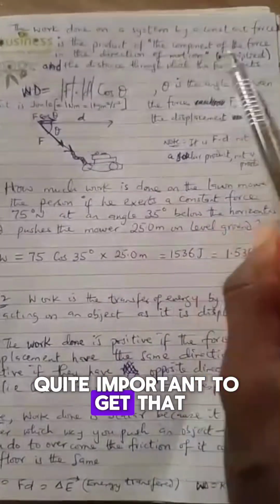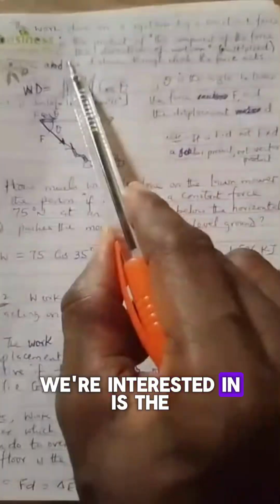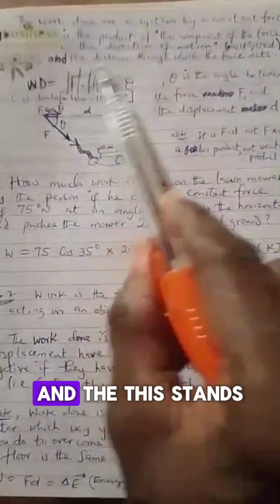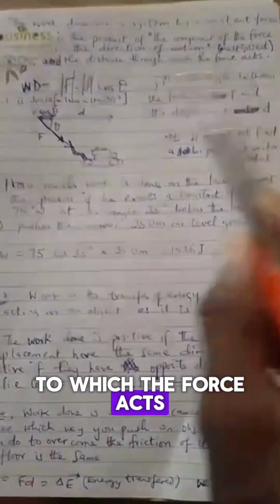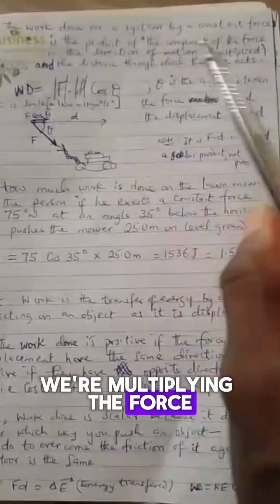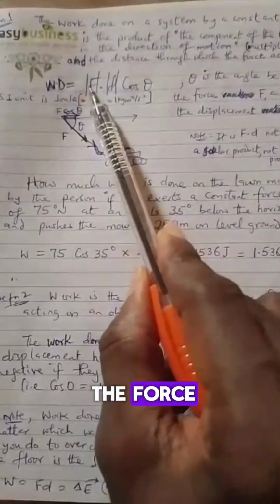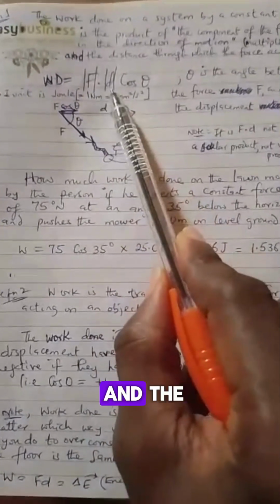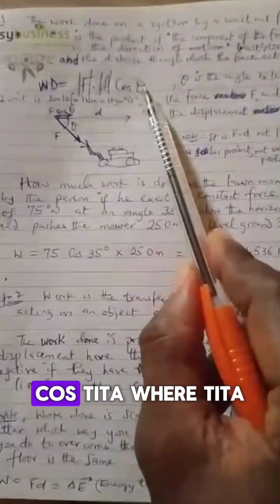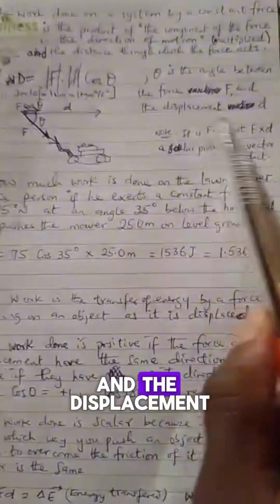Quite important to get that the force has a component, and that the force we're interested in is the component of the force that's in the direction of motion, and the distance to which the force acts is a product, some scalar product. We're multiplying the force and the distance. Work done is basically the magnitude of the force and the magnitude of displacement, the distance, times cos theta, where theta is the angle between the force and the displacement.